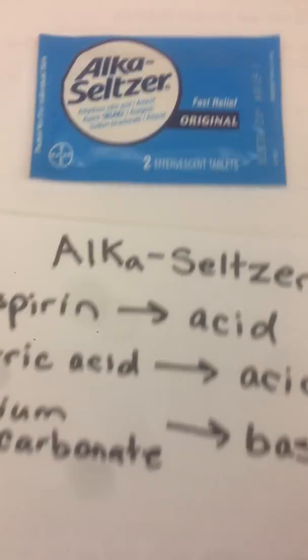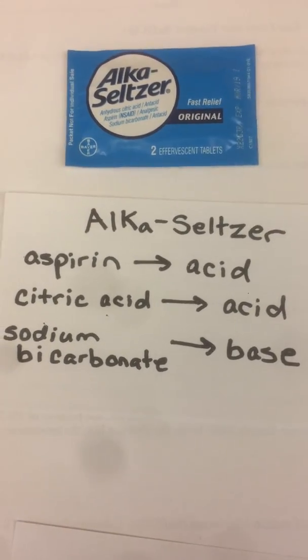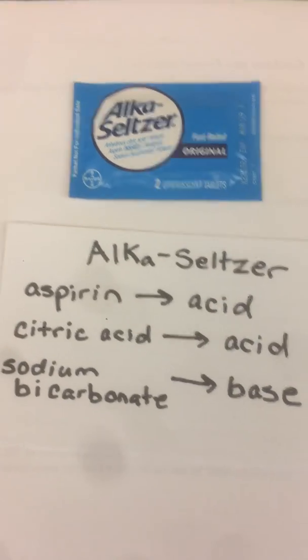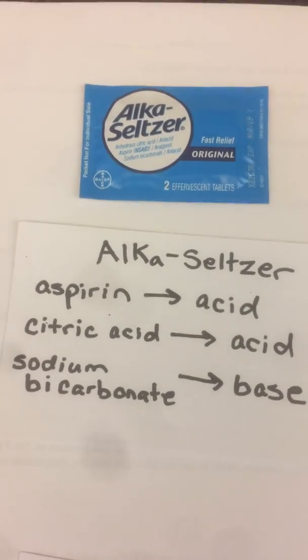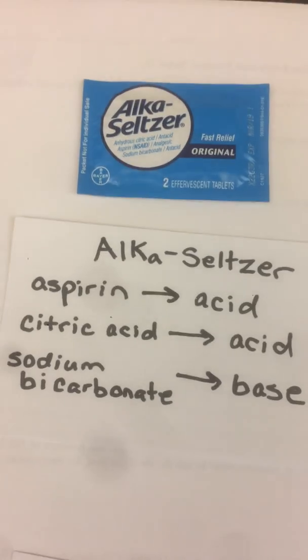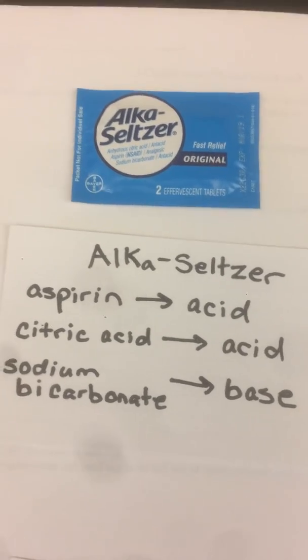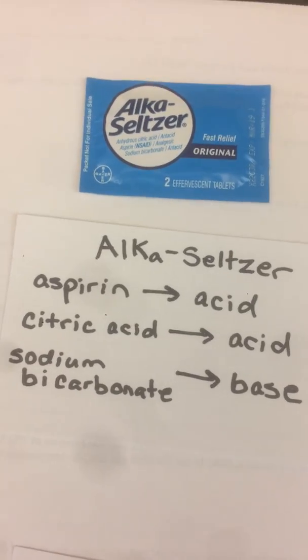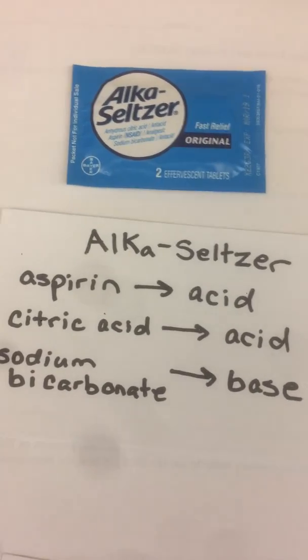Alka-Seltzer has three ingredients in it. Here they are. Alka-Seltzer has aspirin in it, so that's used to alleviate headaches. That's an acid. It has citric acid in it that can help with stomach upset, and that is, wait for it, that's an acid. The third ingredient that's in Alka-Seltzer is sodium bicarbonate, otherwise known as baking soda. So you probably have some of that in your kitchen.